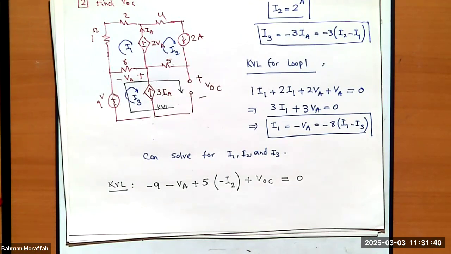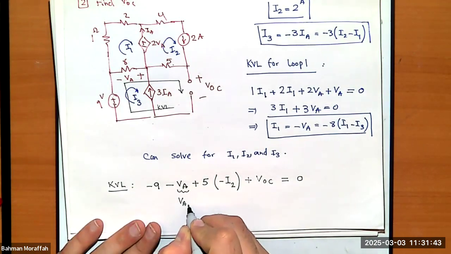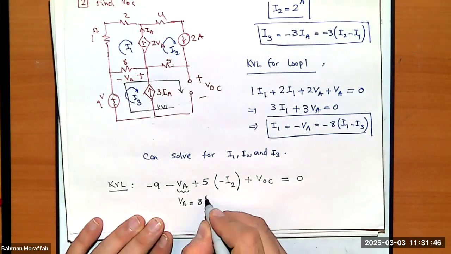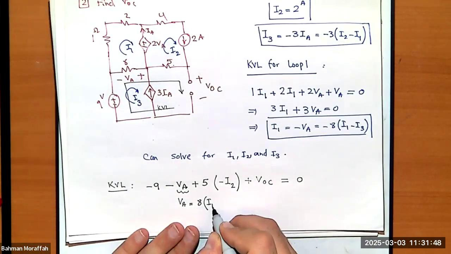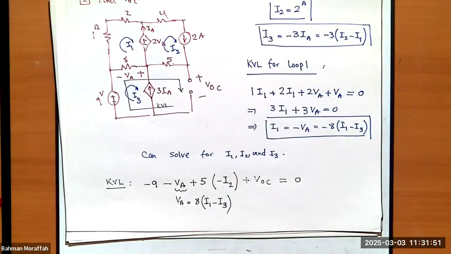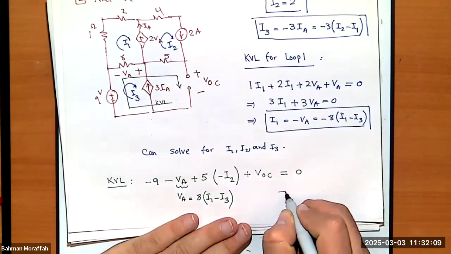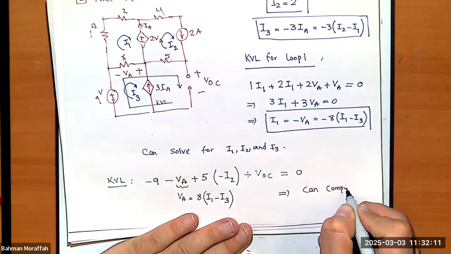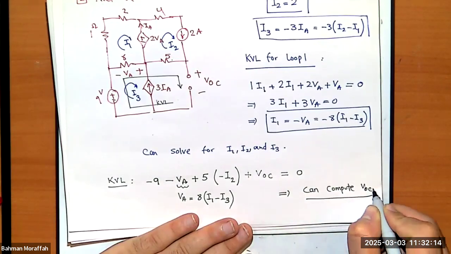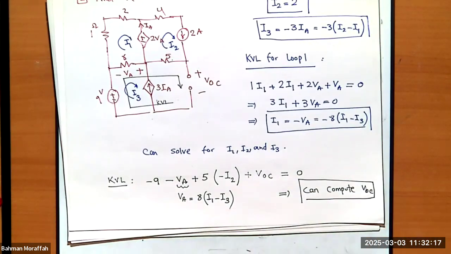Right? But I already know VA. What is VA? VA is 8 times I1 minus I3. Right? Now I have an equation in terms of I1, I2, and I3. I can compute V open circuit. Right? And compute V open circuit. Right? So I have V Thevenin.